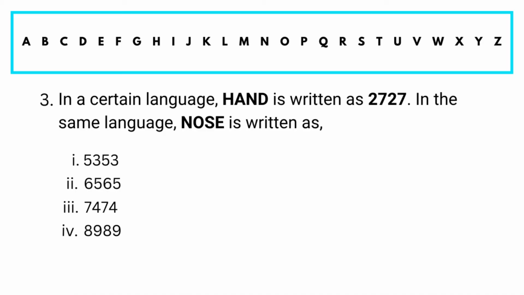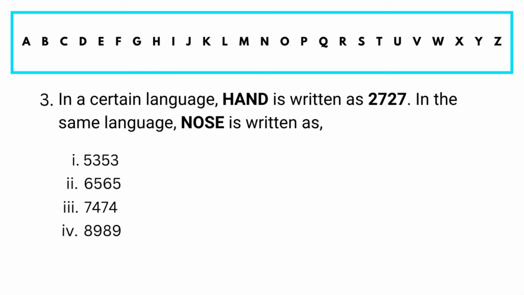In the same language, nose is written as. This is another type of coding and decoding problem. Here we have numbers. Normally, when it comes to numbers, it is related to the position of the letters in the alphabet. The position of A is 1. The position of B is 2. And the position of C is 3.